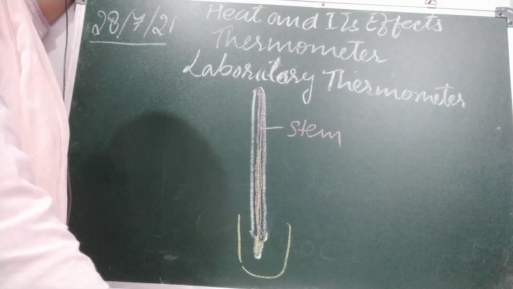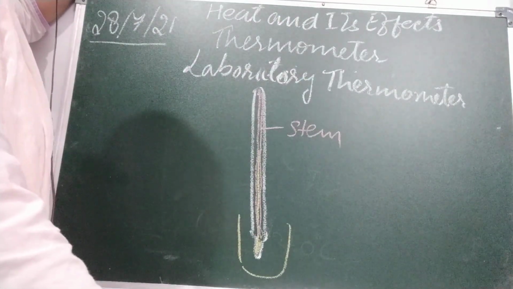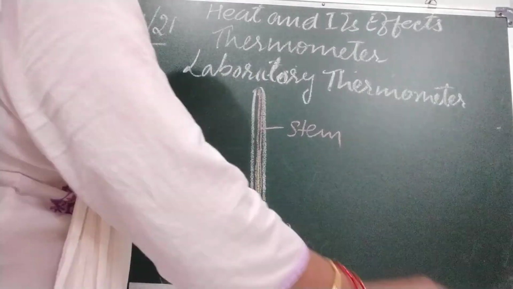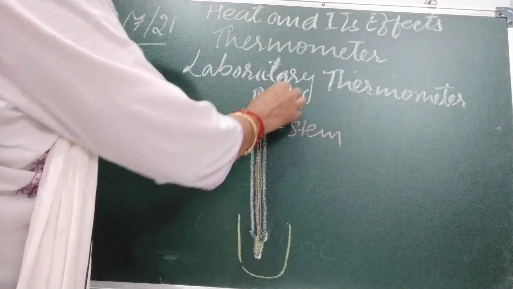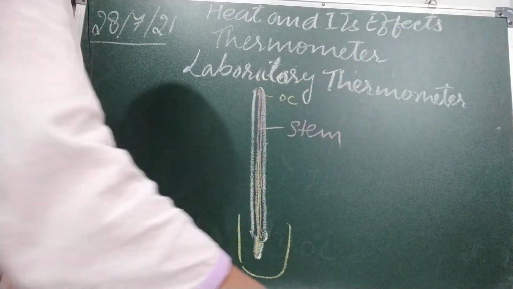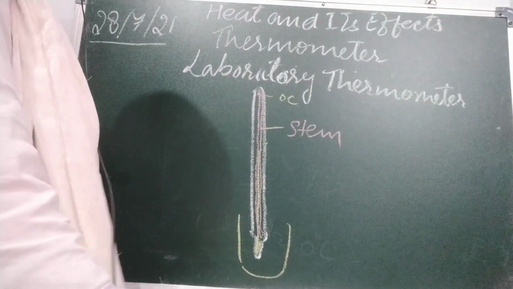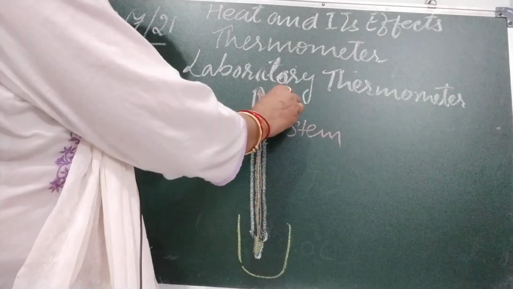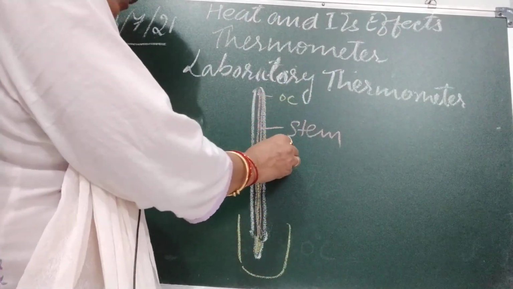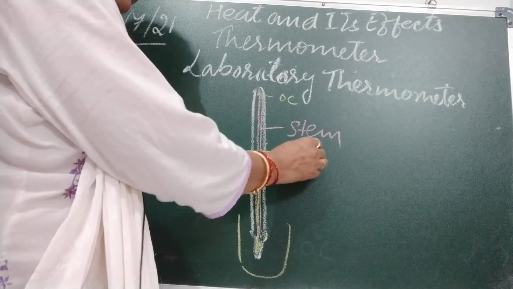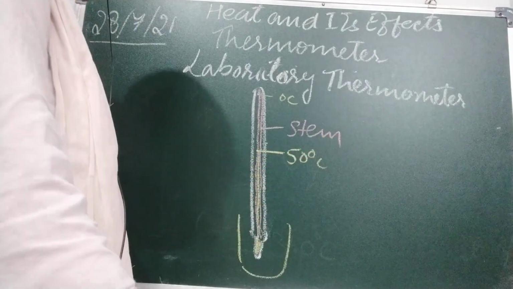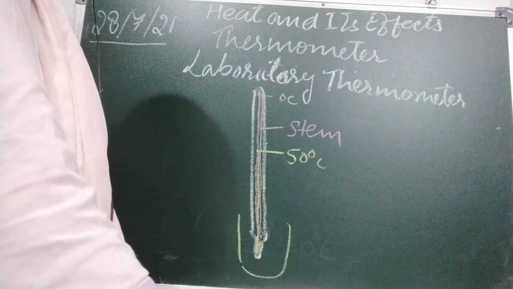On the thermometer, the stem is marked in degree Celsius or Fahrenheit. Marking would be in degree Celsius or degree Fahrenheit. The height of the liquid in the stem gives the reading of temperature. Suppose it is in degree Celsius, so it rises till here, maybe it is 50 degrees. Okay, so we can read the temperature.